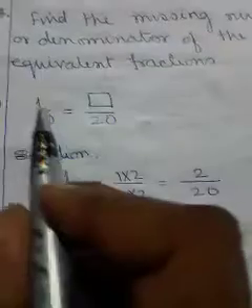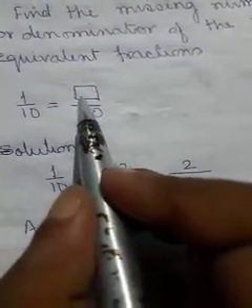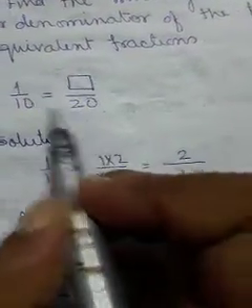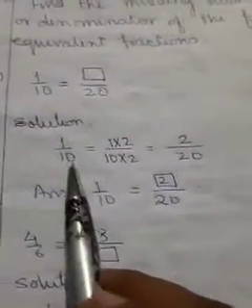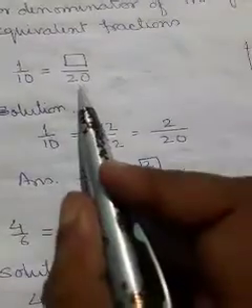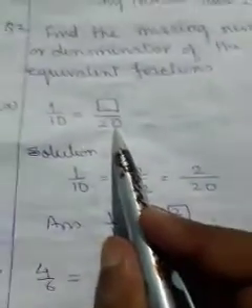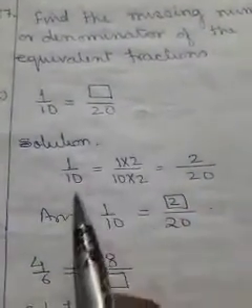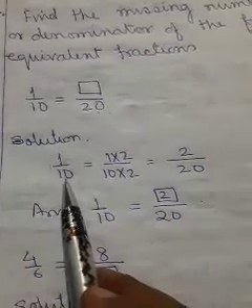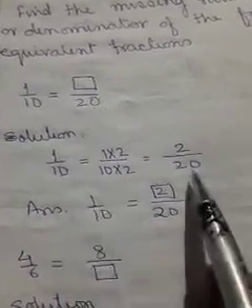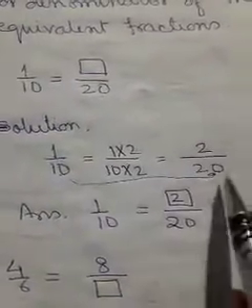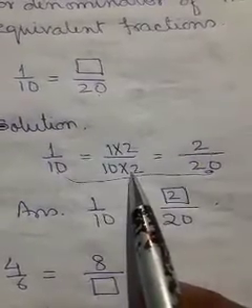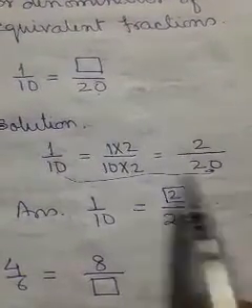So here also we have to write such a number which will make it an equivalent fraction to 1 by 10. Look here, 1 by 10. In the second fraction, the denominator is 20. So by which number will I multiply 10? 10, which is the denominator, to 20. When I multiply 10 with 2, I will get 20.